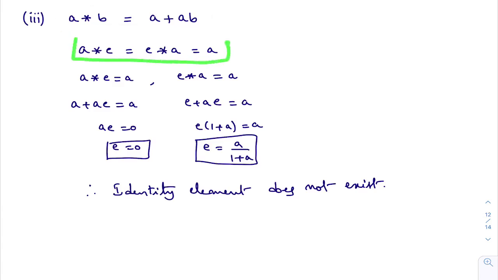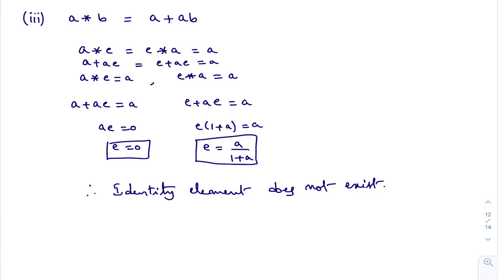To find the identity element, I will take the identity property. What is the identity property? A star E equal to E star A equal to A. Here A star E is what? A star B is defined as A plus AB: first element plus multiplication of the two elements. So A star E is first element plus multiplication of these two elements. I'll write it here. A star E is A plus AE. E star A is what? E plus AE equal to A.